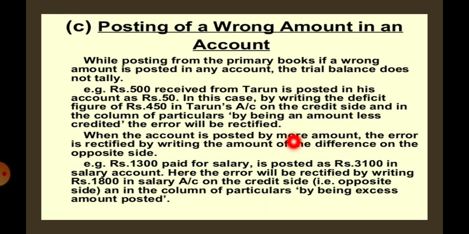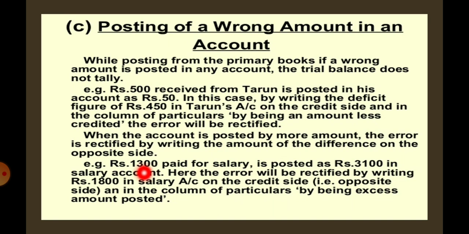Posting of wrong amount in an account. While posting from the primary book, if the wrong amount is posted in any of the accounts, the trial balance does not tally. For example, rupees 500 received from Tarun is posted in his account as 50. In such a case, by writing the deficit figure 450 in Tarun's account on the credit side, and in the column of particulars writing "by amount less credited", the error will be rectified. Sometimes you post a greater amount, so just the same opposite entry is made to rectify it.